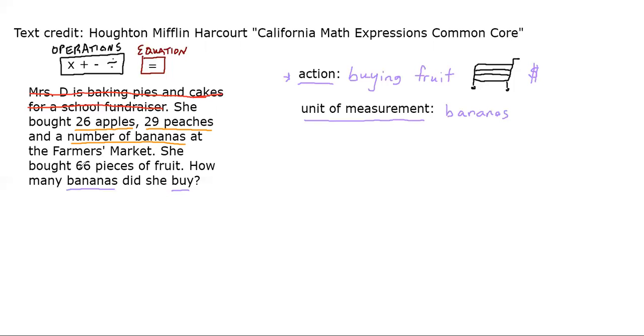Now I'm going to read the last sentence. She bought 66 pieces of fruit. I'm going to underline pieces of fruit because pieces alone could be pieces of anything. It could be pieces of candy, pieces of gravel. So it's really important when we have a word like pieces that we find out what it is, pieces of fruit. And then we come back to our question, how many bananas did she buy?